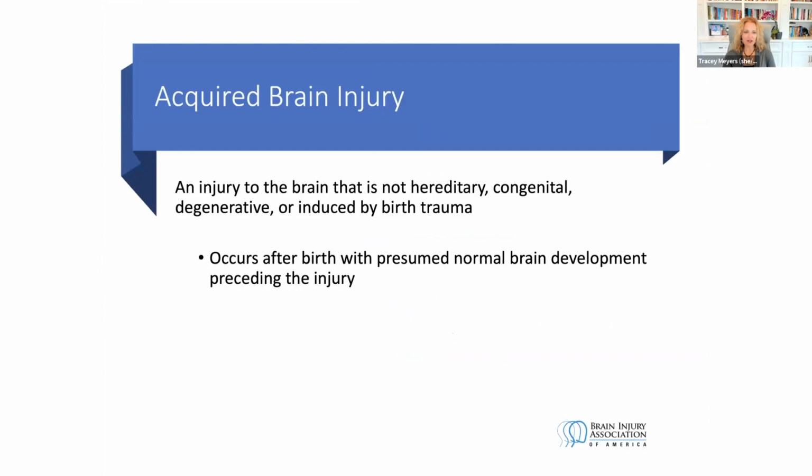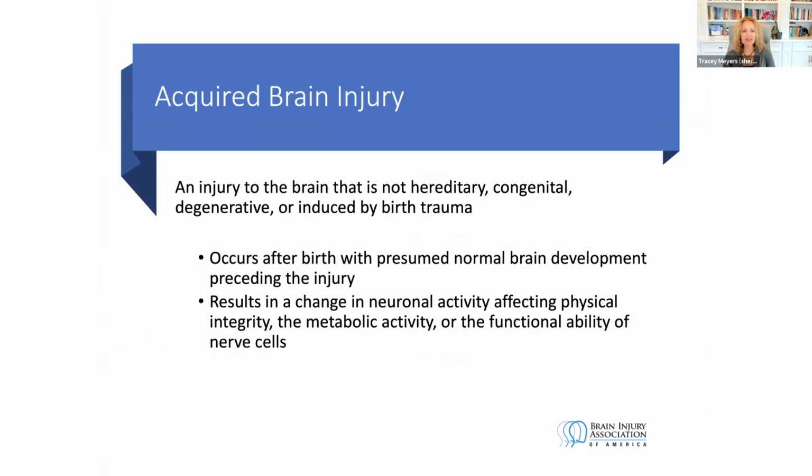So acquired brain injuries are a group of diagnoses around conditions that relate to the injury to the brain that are not hereditary, congenital, or degenerative, or induced by birth trauma. And they occur after birth with presumed normal brain development preceding the injury. And as a result of an acquired brain injury, there are changes in the neuronal activity affecting the physical integrity, metabolic activity, or the functional ability of the nerve cells in the brain to communicate effectively.